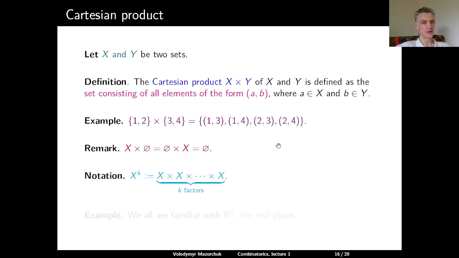And here is the standard notation. X to the power k is defined as the Cartesian product of X with itself k times. For example, we are all familiar with the real plane, which is denoted by R^2. So that's the set of all pairs of real numbers, where we now identify the real plane with the coordinates of the points in this plane.